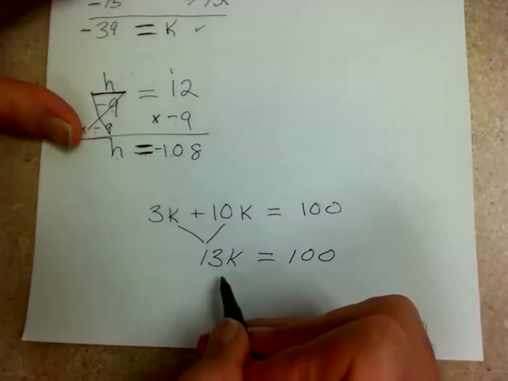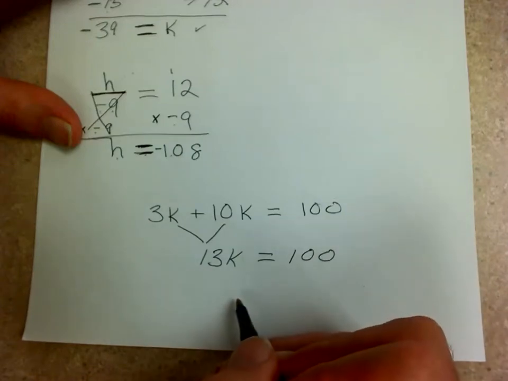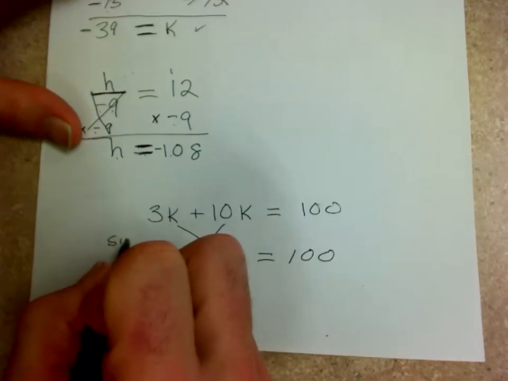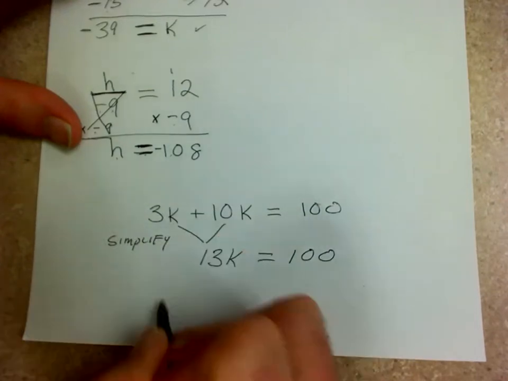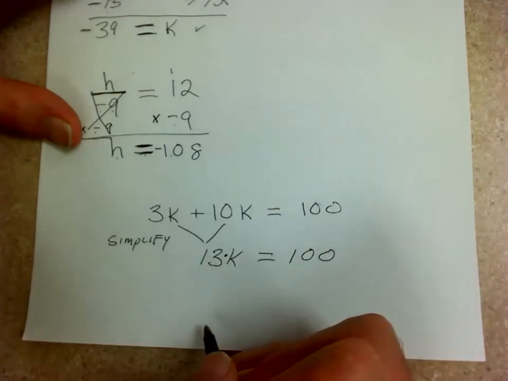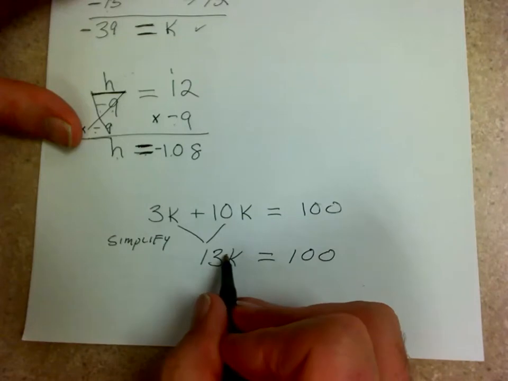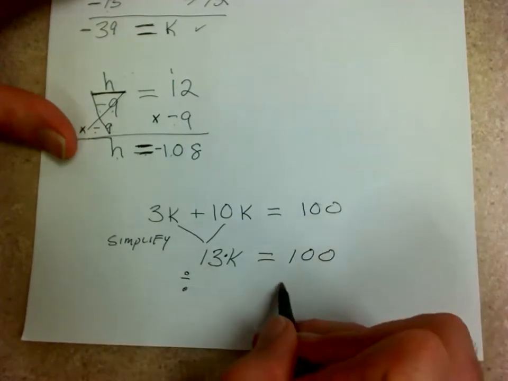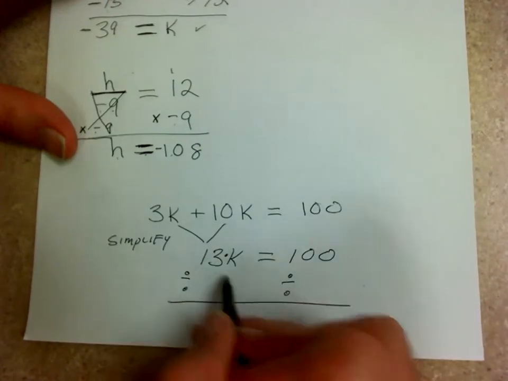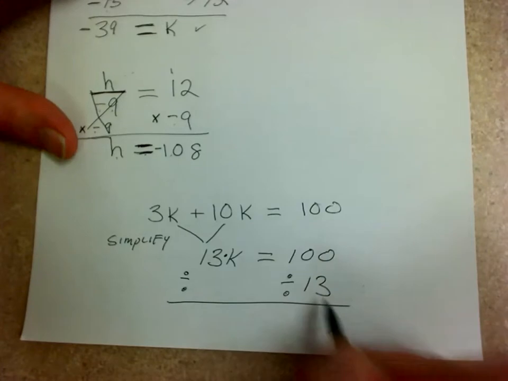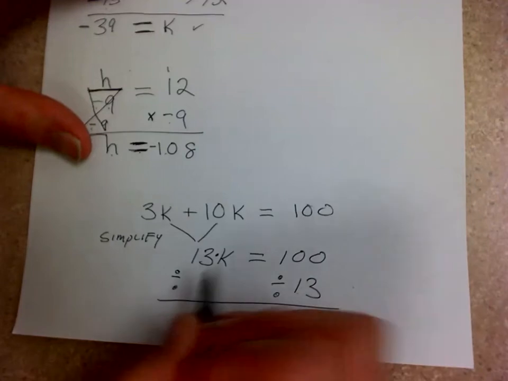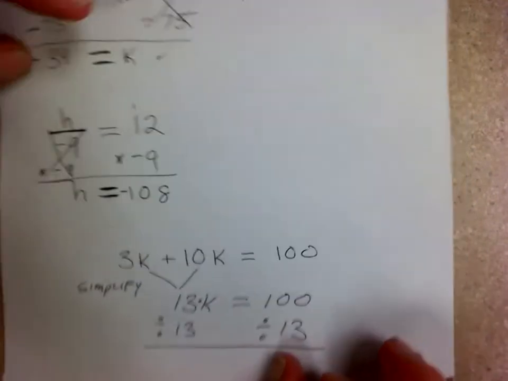Now we've got it ready to solve. So we did a simplify step first, and then we're going to do some solving from here on out. We got 13 times k. Our rule's been to do the opposite, and the opposite of multiply is to divide. We want to move numbers away from the letters, so we're going to move 13 over here. We're going to apply our rule to both sides, so if we're going to divide by 13, we're going to divide by 13.